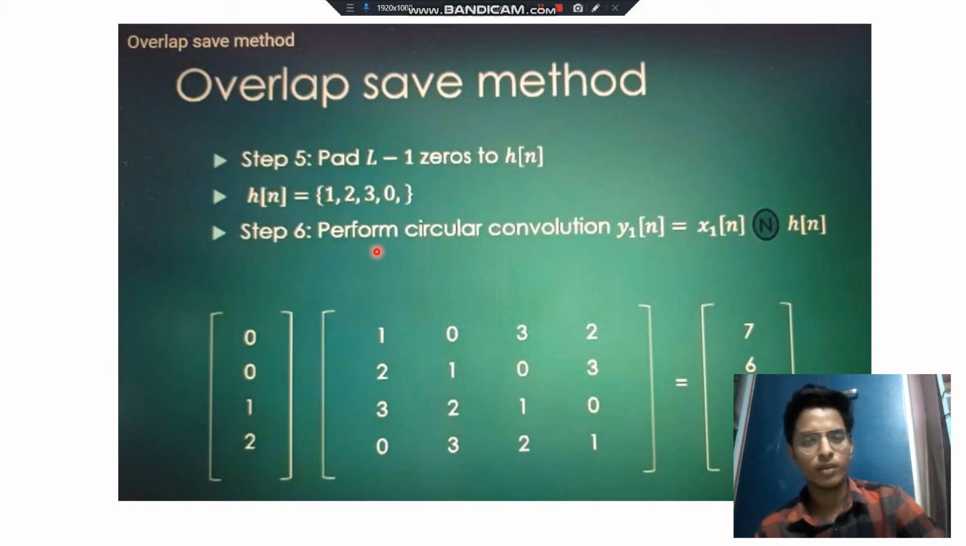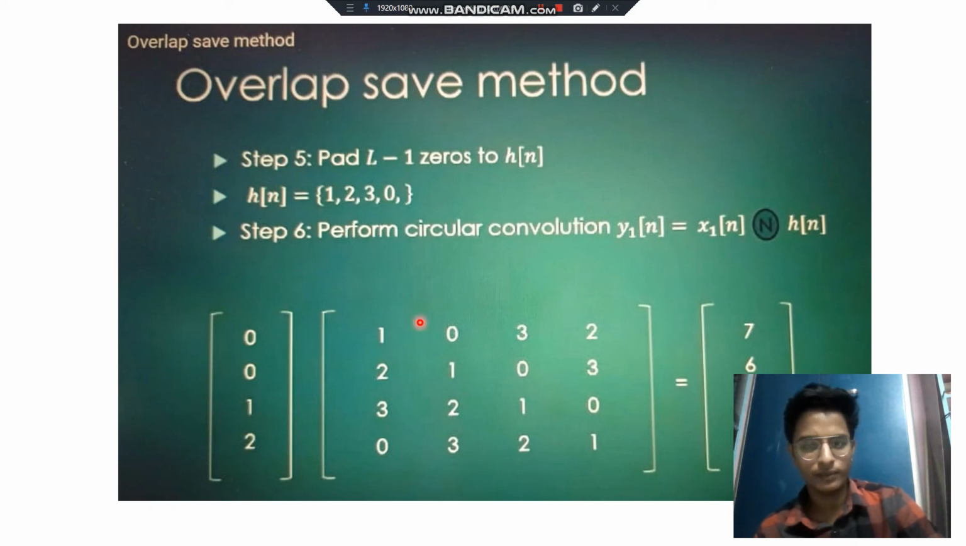So in step 6, we perform circular convolution to get the individual responses. y1 of n is equal to x1 of n circular convolution with h of n, and similarly y2 of n, y3 of n, and so on. We know how to perform circular convolution.